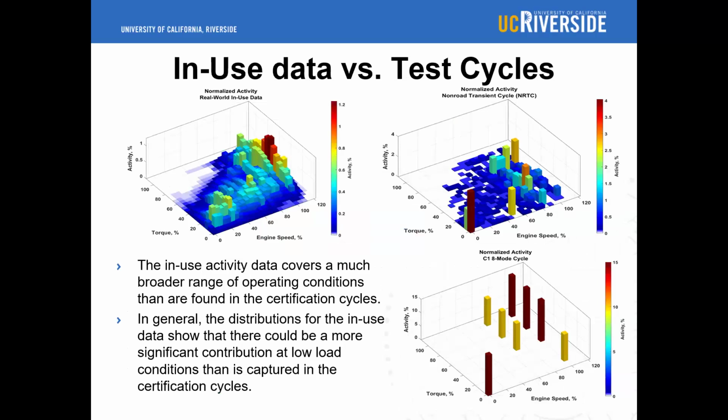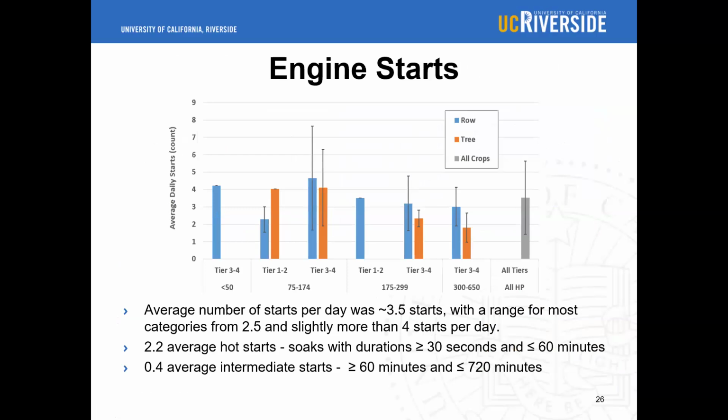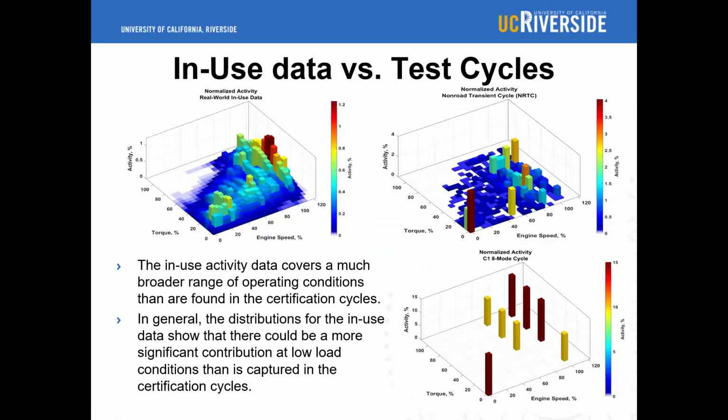Okay, now we are looking at three-dimensional plots of the torque percent for the tractor on basically the axis that is the y-axis for the 2D plot, and then the engine speed on the x-axis for the two-dimensional plot. And then the third dimension here is the activity percent. And so you can see from the colorations here that we have a lot of activity.